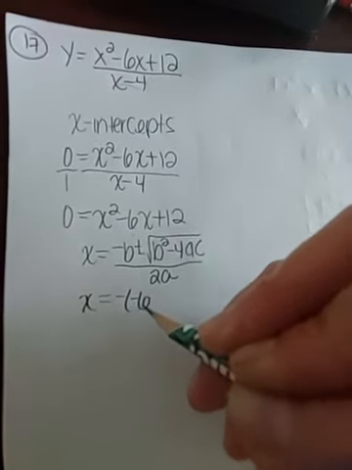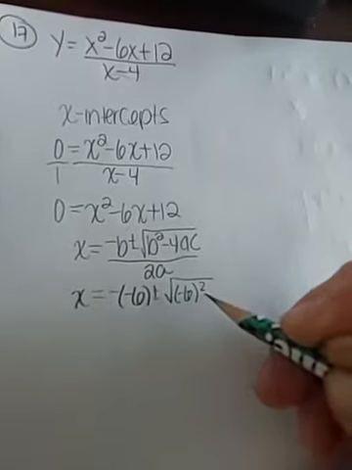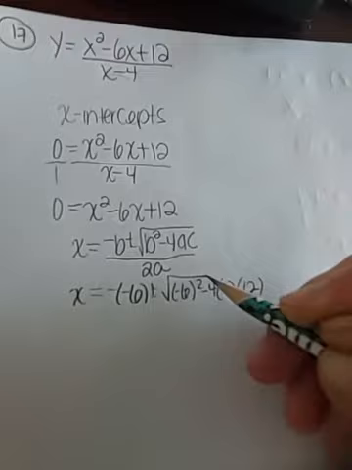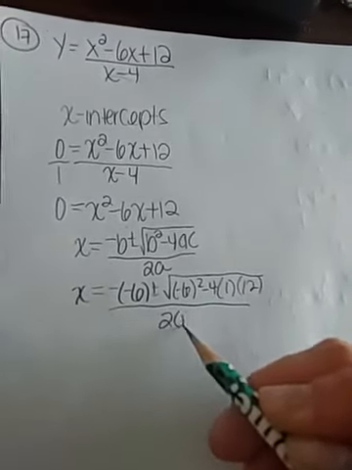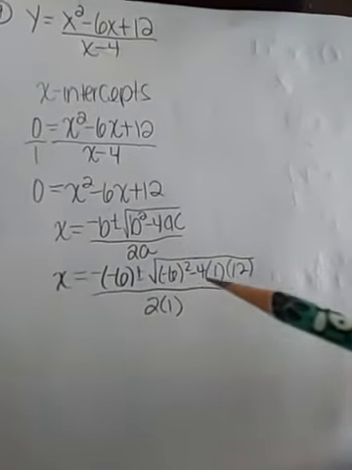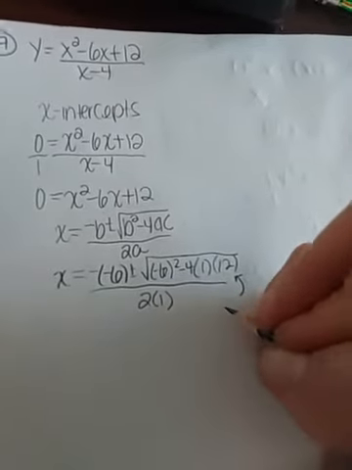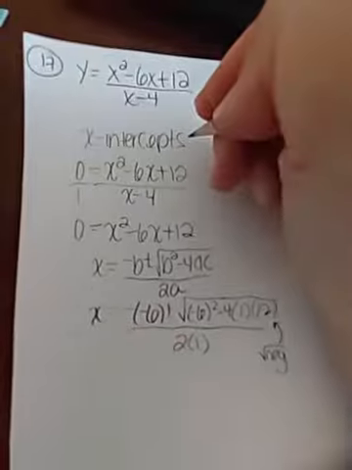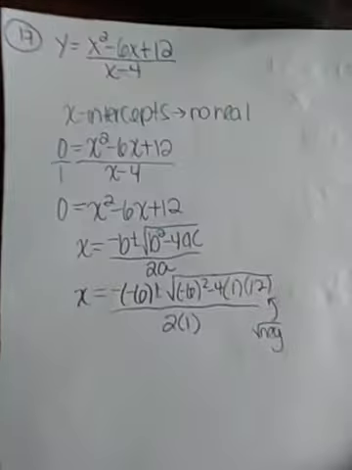So I'll put negative 6 in the b spot. A is 1. C is 12. And then if you evaluate this, you get 36 minus 48, which is negative. So I don't even have to go any further because this is negative. I know that I'm going to have only imaginary answers. So this has no real x-intercepts.